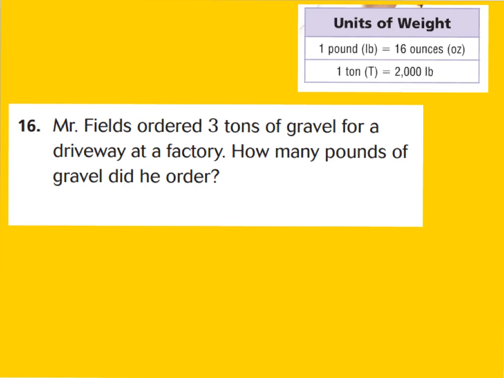I think you guys are so smart you can figure out number 16 all by yourself. Number 16 says, Mr. Fields ordered 3 tons of gravel for a driveway at a factory. How many pounds of gravel did he order? Pay attention to how much 1 ton equals. If 1 ton equals 2,000 pounds, how many pounds would 3 tons be? Go ahead and press pause now to solve.